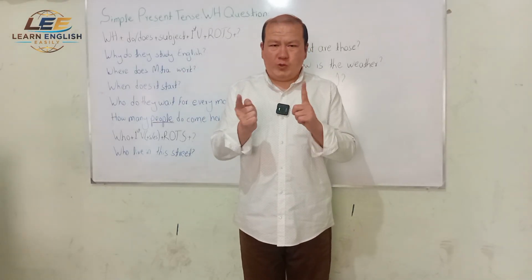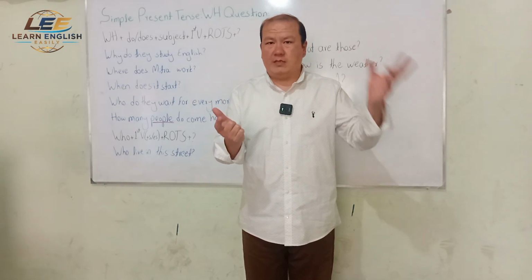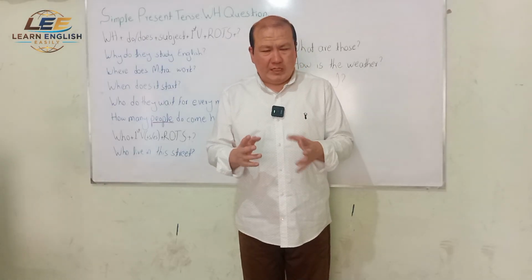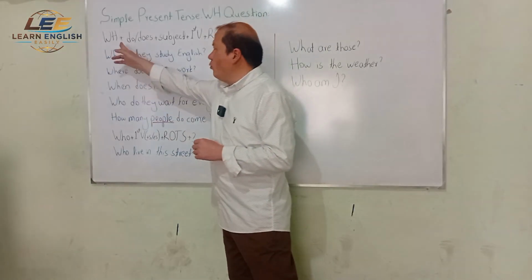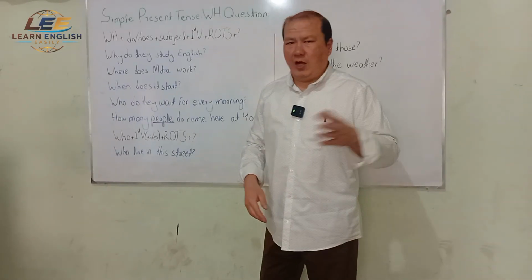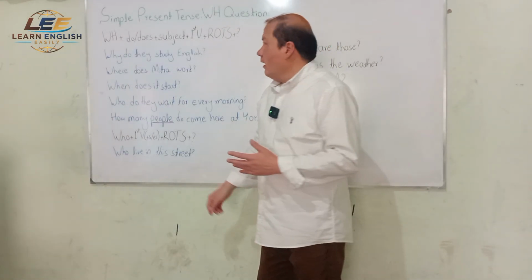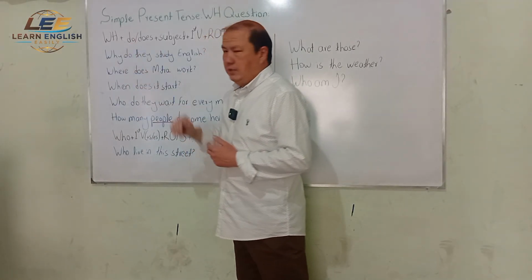It doesn't matter which one is first. In one of them, for example, how, H is first, W is at the end. Others we have W and H. Basically, it means that we have these two letters in them, W and H. So first we have a WH word, like why, where, when, how many, how far, how long, how much, who, whatever. Then we have the helping verb, which means do or does.